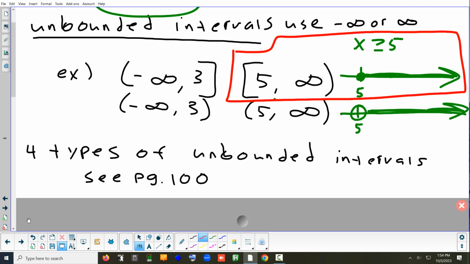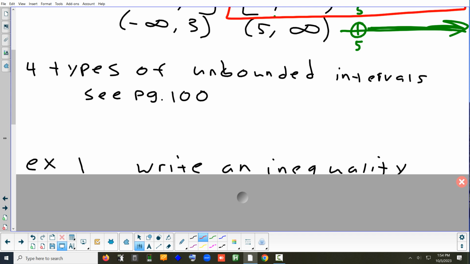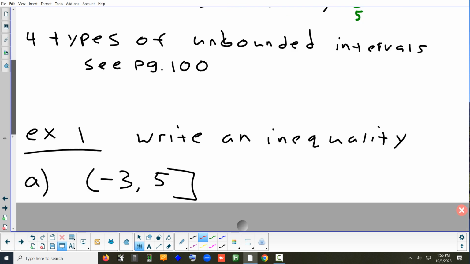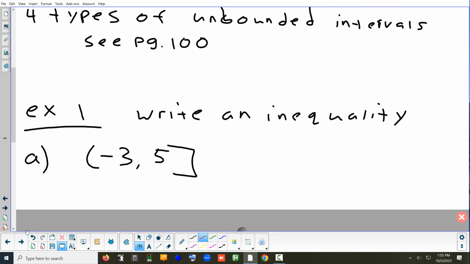And you can see more pictures. I drew 2 of them. But if you want to see the other 2, you can, on the PDF on page 100, it shows all of them. All right, so let's try writing an inequality for this one. So that's an interval. I want to change it to an inequality.